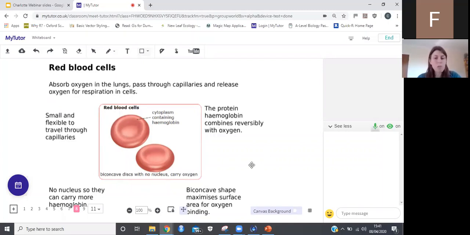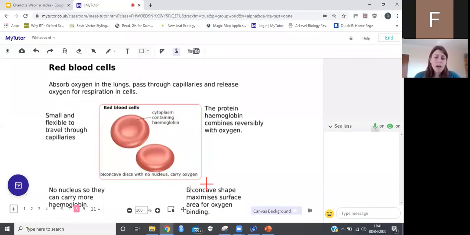So let's start with their size and shape. They're very small and flexible so that they can travel through capillaries. We talked about how capillaries are normally 1 cell wide in their lumen. Well, that's normally a red blood cell width wide. So they can travel through those capillaries.